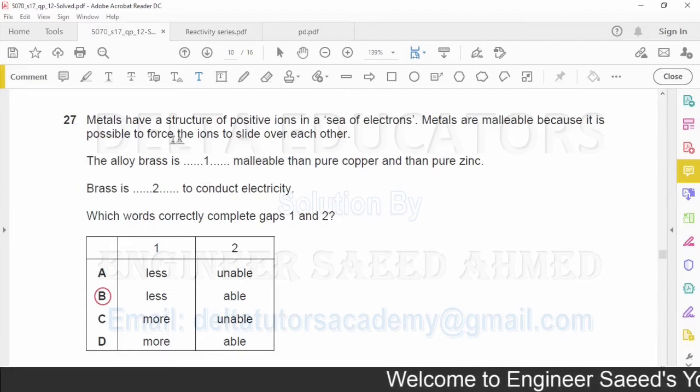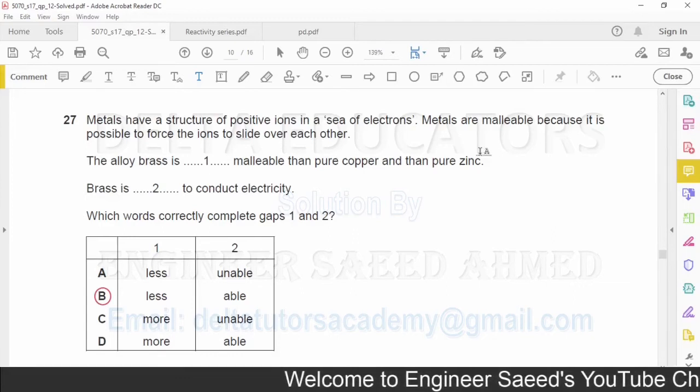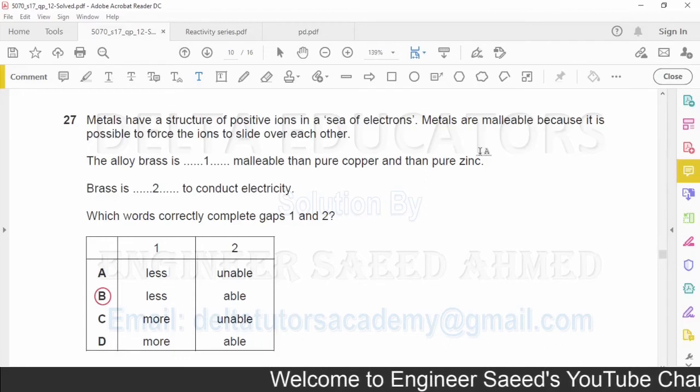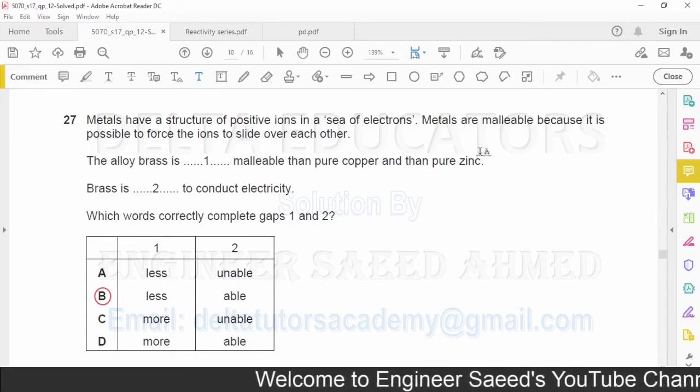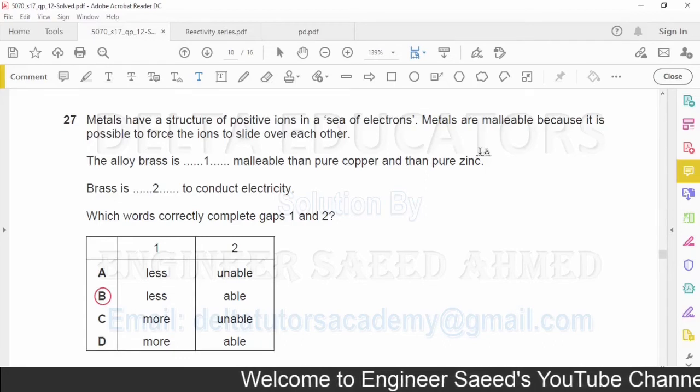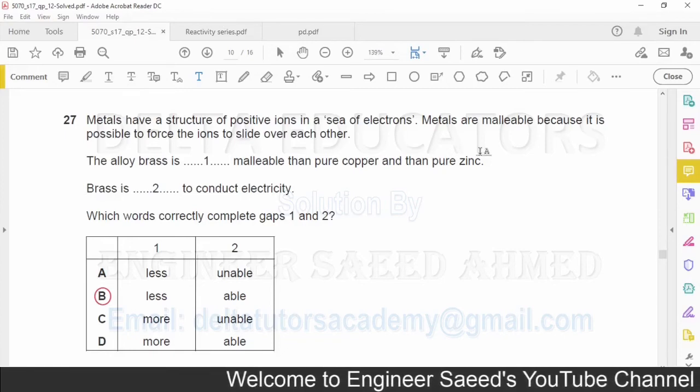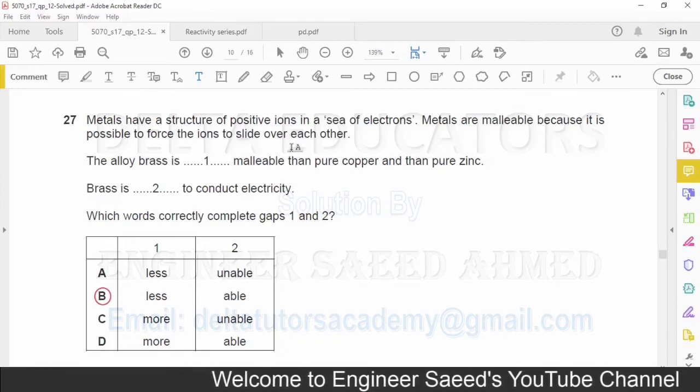Here brass is a mixture of two different metals, copper and zinc. So definitely the size of the atom of copper and zinc will be different. Since the size of copper atom and zinc atom are different, it will be difficult for us to slide the layers in brass. Since it is difficult to slide the layers in brass, we can say the alloy brass is less malleable.